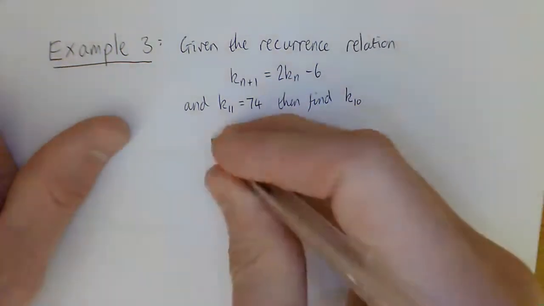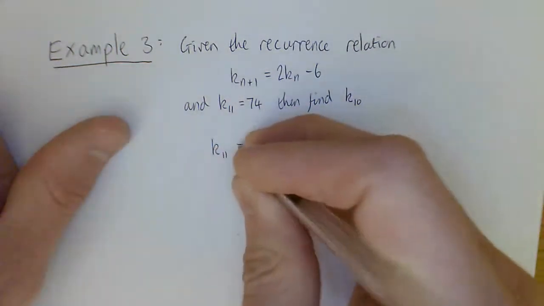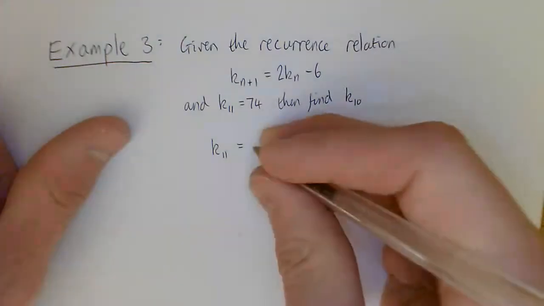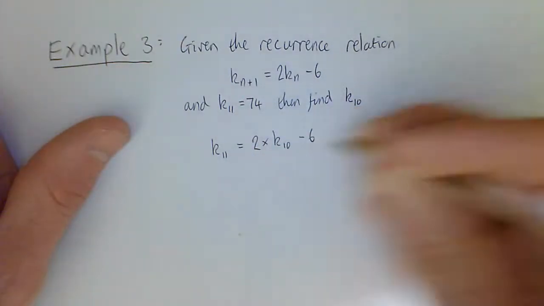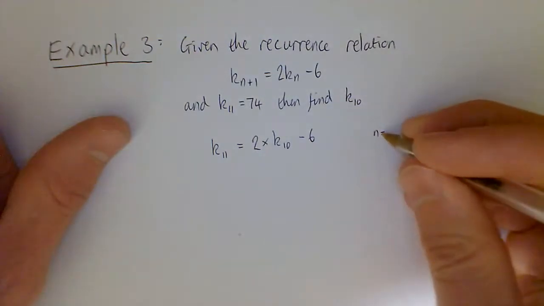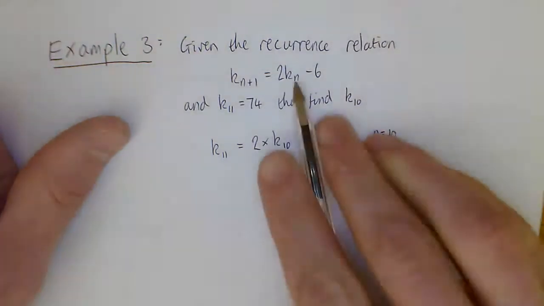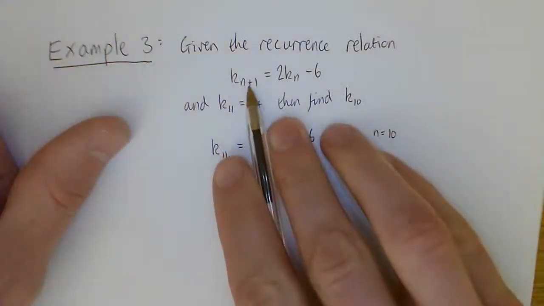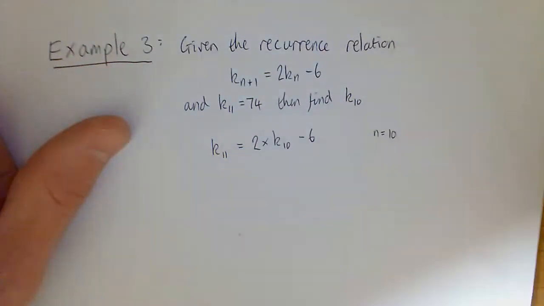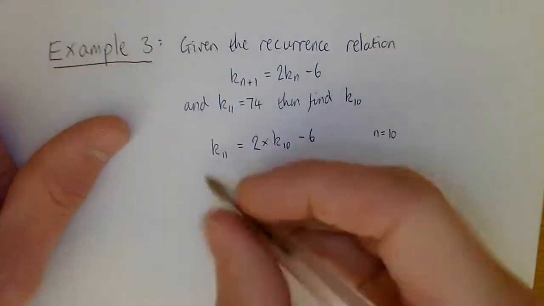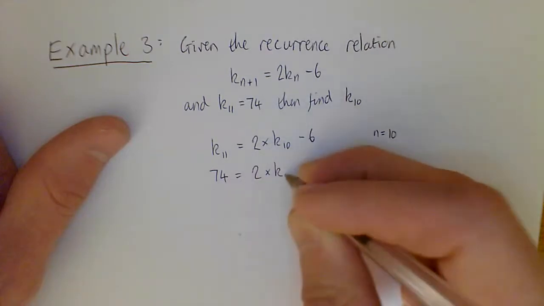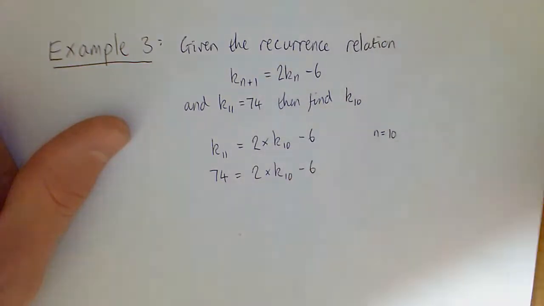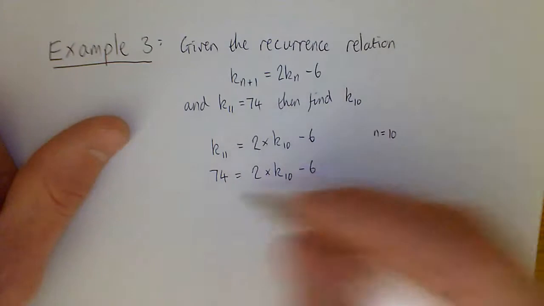So let's plug in what we know. We're given K11 and we're trying to find K10. So you can imagine here, if this is n equals 10, then Kn is K10, n plus 1 becomes K11 here. So now we can put in what we know. We've got 74 here equals 2 times whatever K10 is, take away 6. And that's an equation we can solve.